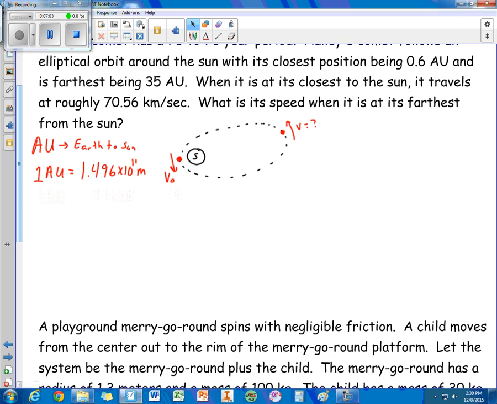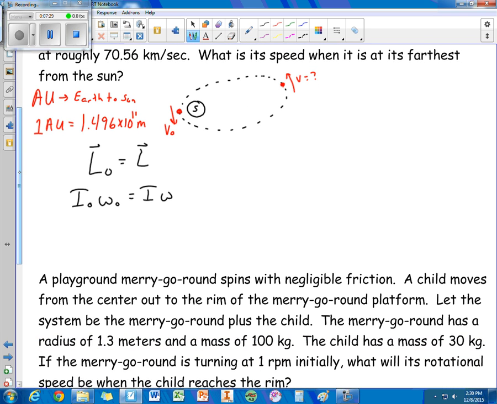We only have one object in the system here. It's Halley's Comet. So the initial angular momentum needs to equal the final angular momentum. That means the moment of inertia initially times the initial angular speed needs to equal the final moment of inertia and the final angular speed. Okay, so don't forget that v equals r times omega, so omega would equal v divided by r.